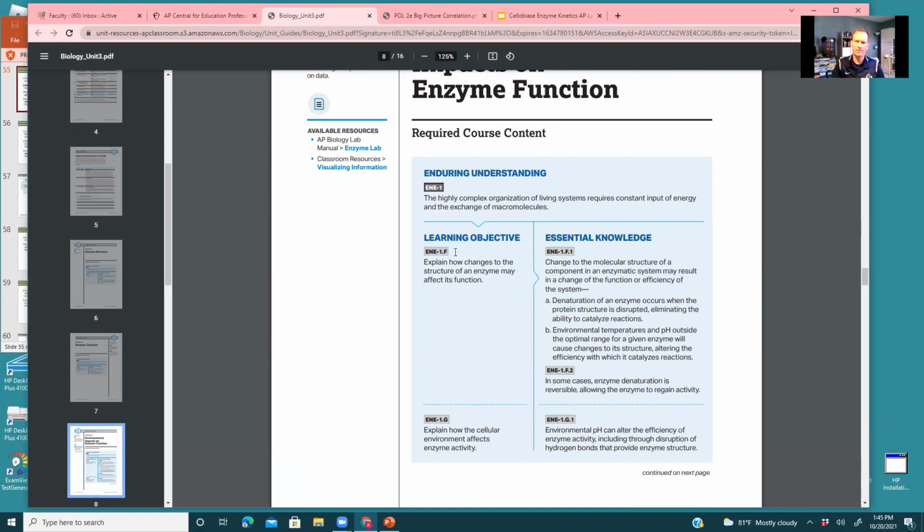We have to look at how changes to the structure of an enzyme can change its function. Also, we're going to look at how changes to the molecular structure of a component in the enzyme system change the function.